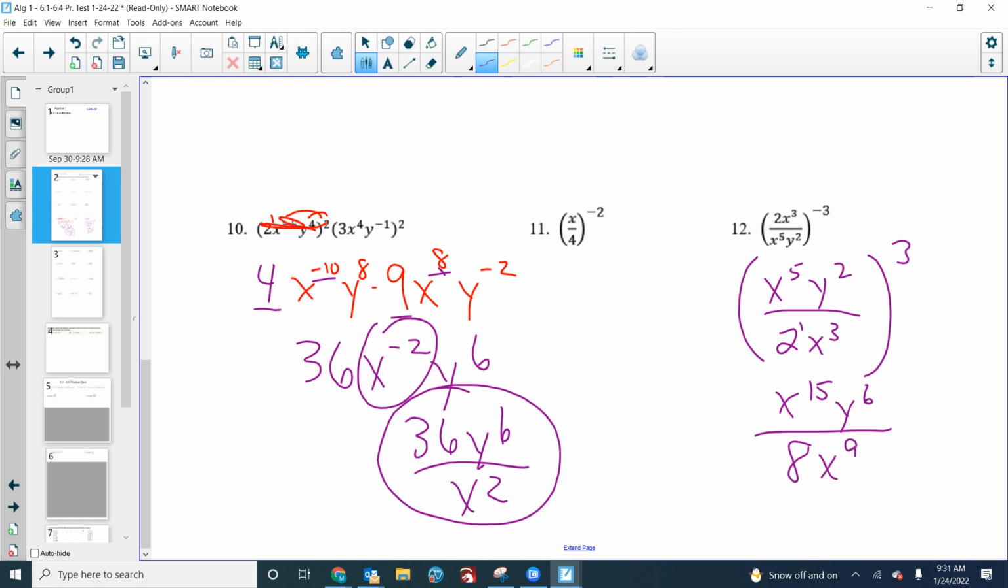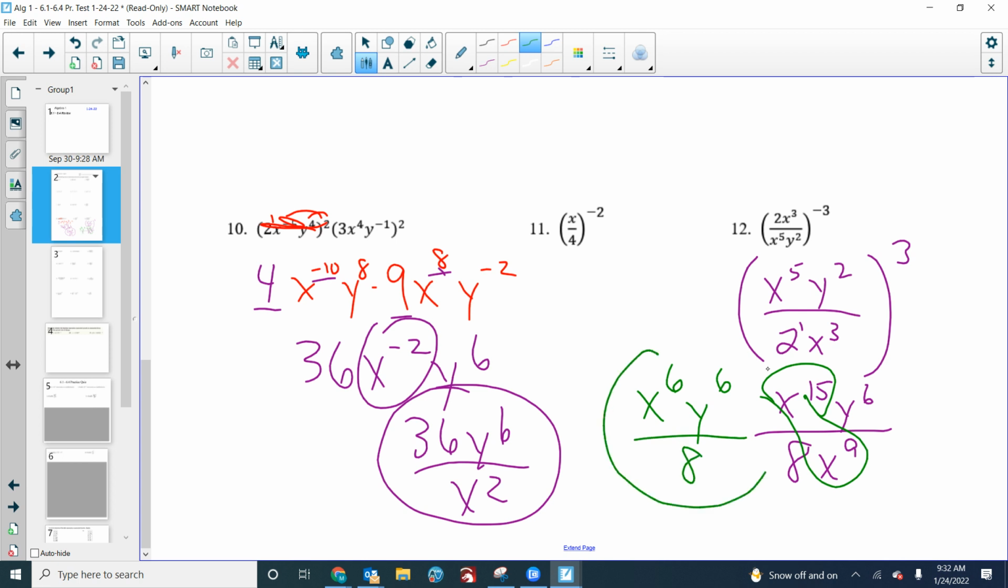Now, am I done with that answer? Zach, am I done? No, do you guys see this right here? Whoops. We can't have like terms. Okay, what's my rule when I divide? What do I do with the exponents? Subtract. Okay, what's 15 minus 9? 6. And there's more up top, so it'd be what? X to the 6th, y to the what? 6. Over 8. Just 8.